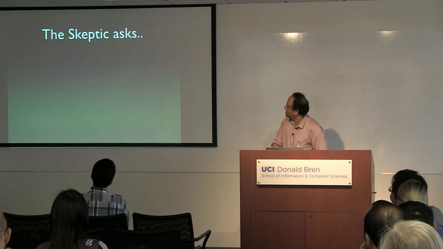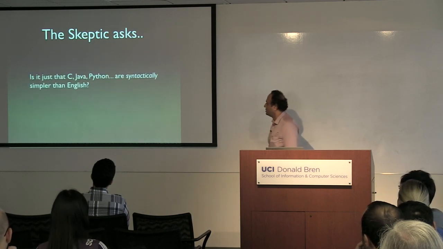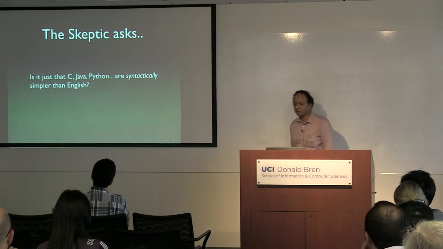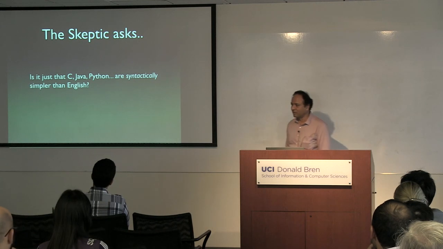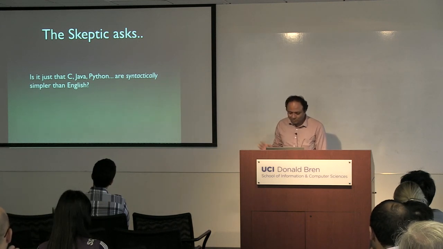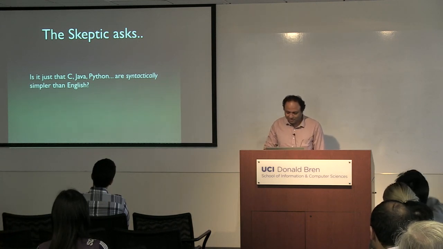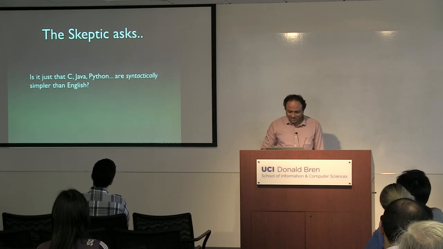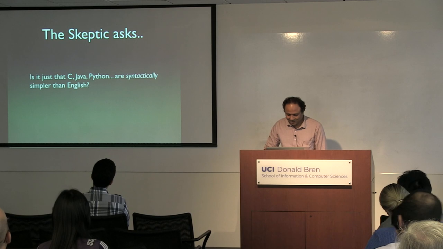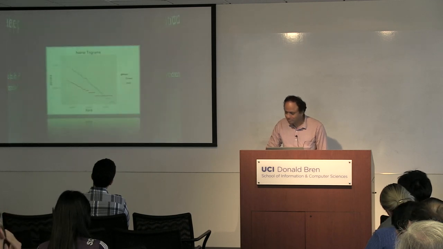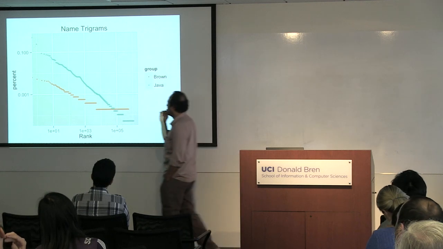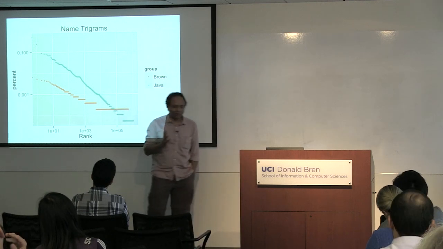Okay, so there are some interesting questions you can ask. Is it that C, Java, and Python are just syntactically simpler? So is that why it's more repetitive, right? This is brand new data that I'm going to show you now that tries to answer this question. I'd be happy to hear objections and other suggestions on how we might do this better, but here's what we did.